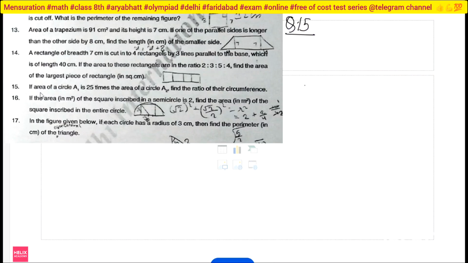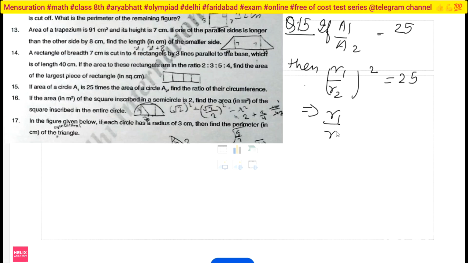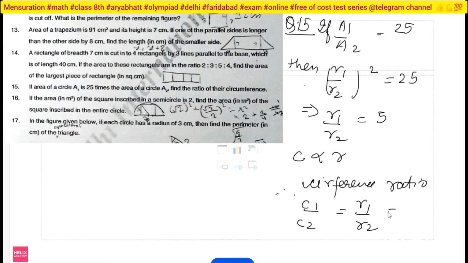Question 15: if the area of a circle A1 is 25 times the area of circle A2, find the ratio of their circumference. So I will say that if A1 upon A2 is equal to 25, then (R1 upon R2) whole square is equal to 25. This implies R1 upon R2 is equal to 5. So circumference is proportional to radius. Therefore the circumference ratio C1 upon C2 is equal to R1 upon R2, which is 5:1.